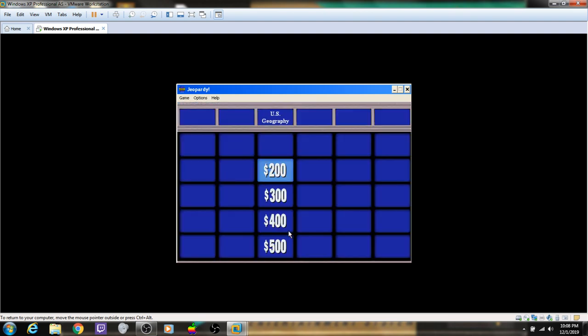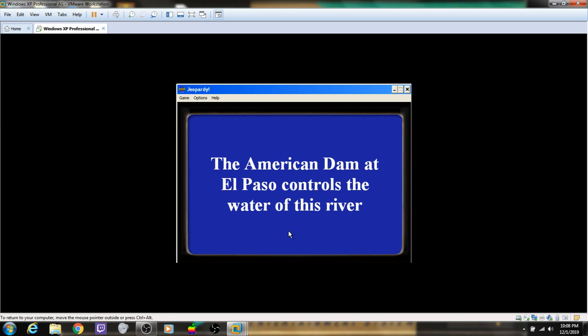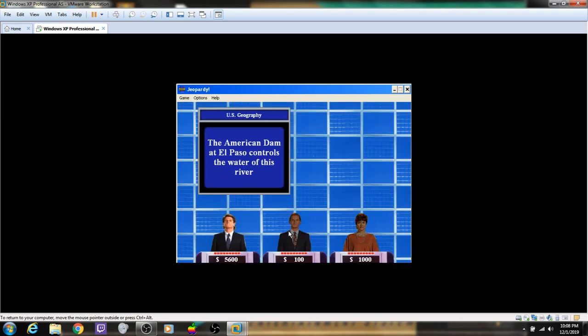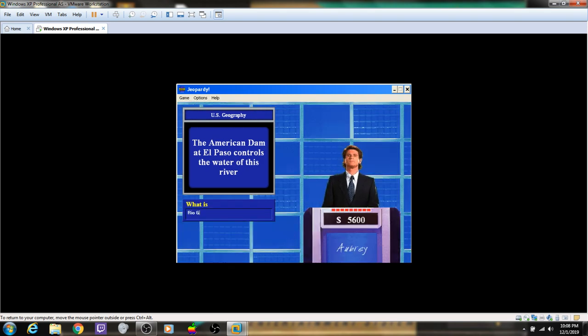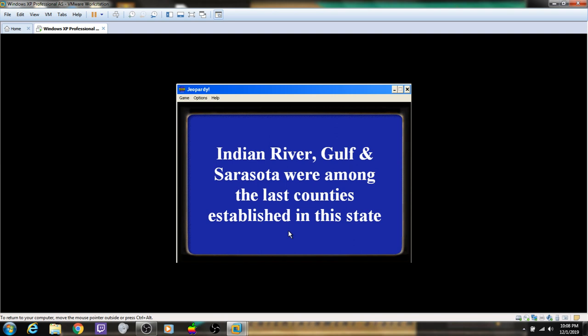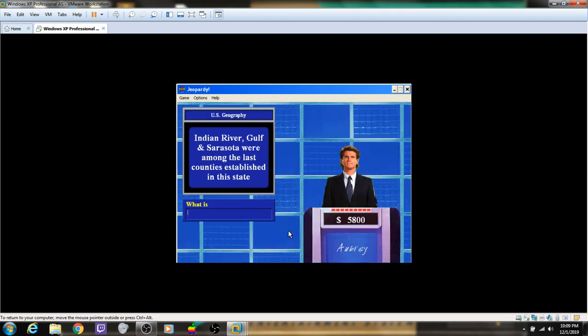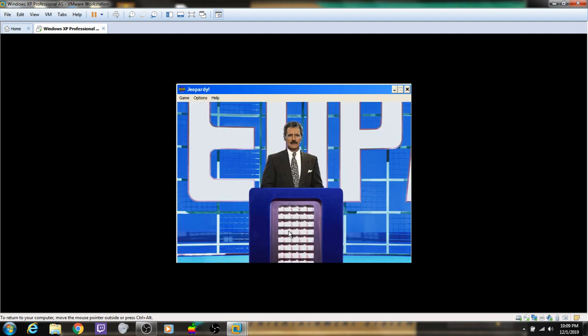200. Contestant number 1. The American Dam at El Paso controls the waters of this river. What is the Rio Grande? You are correct. 300. Contestant number 1. Indian River, Gulf, and Sarasota were among the last counties established in this state. What is Florida? You are correct.